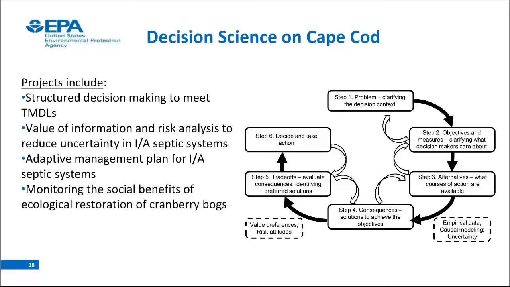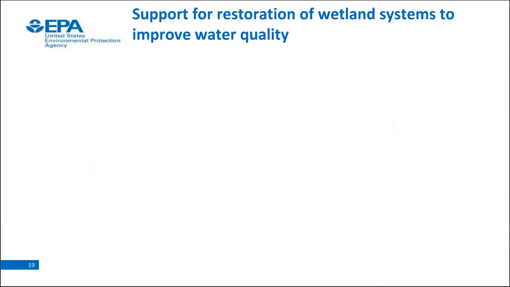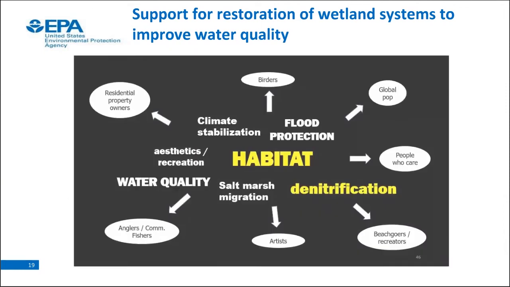We also conducted some decision science work, with the goal of helping evaluate different types of IA systems and provide an adaptive management plan for determining which IA systems to employ at scale. And along those lines, we also use these approaches for helping to monitor the benefits of ecological restoration in cranberry bogs, which is an interest on the East Coast, where there's a lot of cranberry farms going out of production.